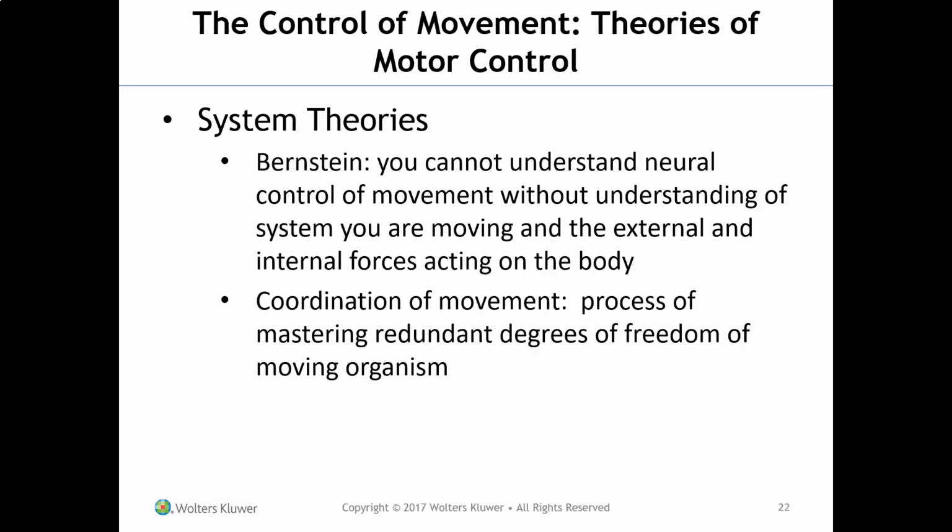Now, we have systems theories. You have this gentleman named Bernstein who says you cannot understand neural control of movement without understanding the system you're moving and the external and internal forces acting on the body. You have to understand the coordination of movement, the process of mastering redundant degrees of freedom in moving organisms. So in the systems theory, Nikolai Bernstein, who was a Russian scientist, was looking at the nervous system and the body in a whole new way.